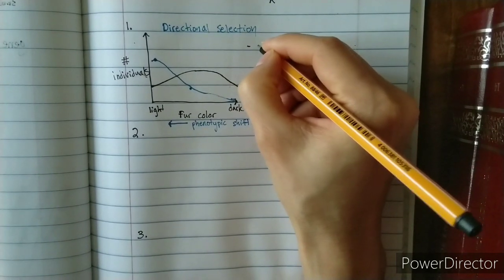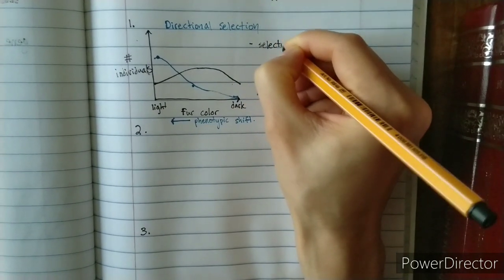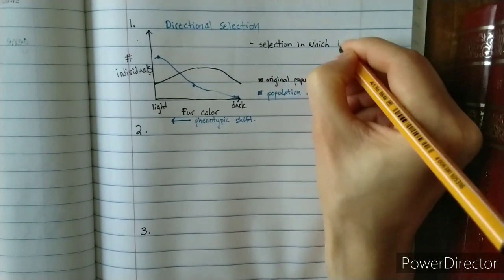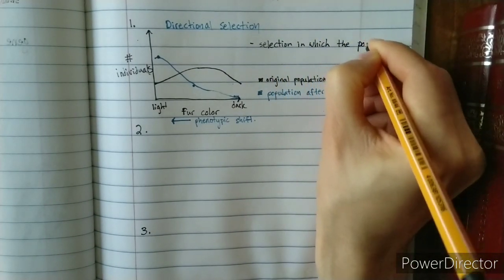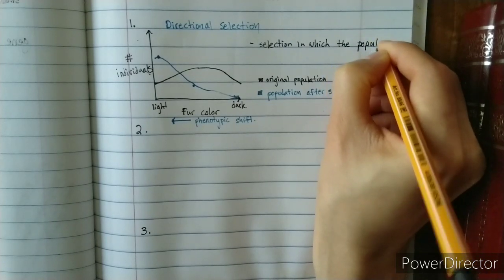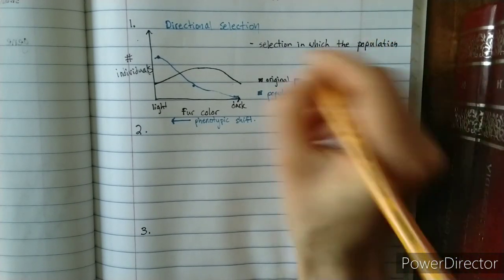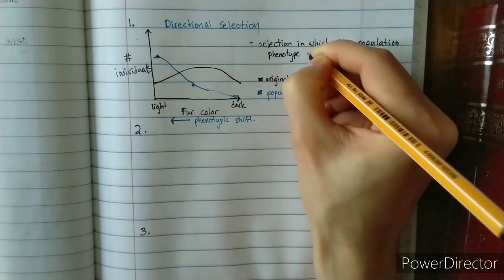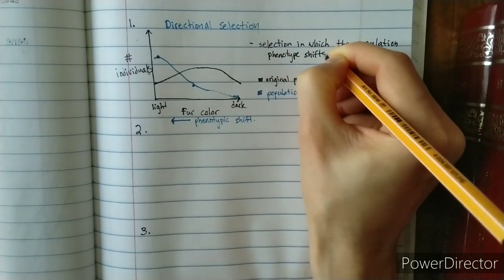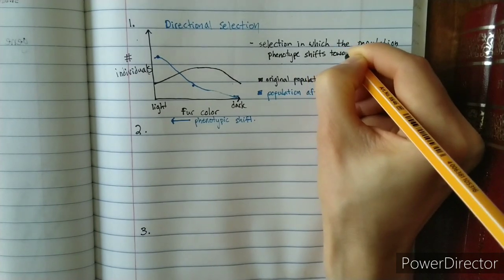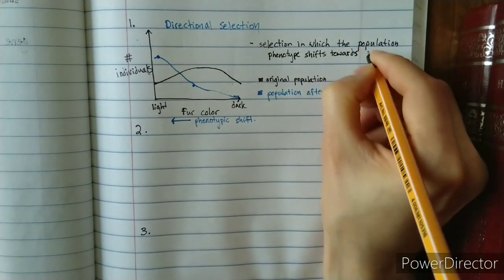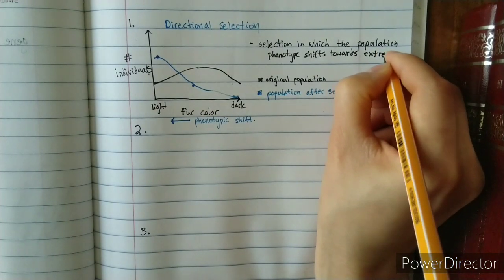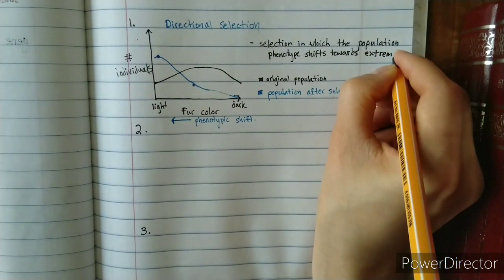So our definition would be selection in which the population phenotype, let's say, shifts towards one extreme. By extreme, I'm saying either light or dark. Nothing in the middle, nothing intermediate.